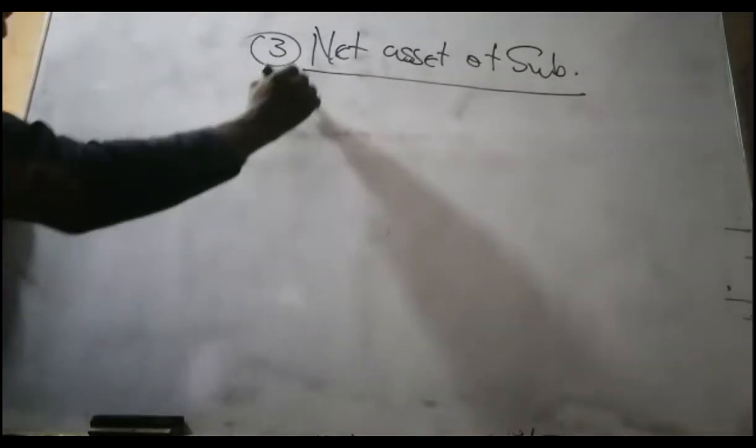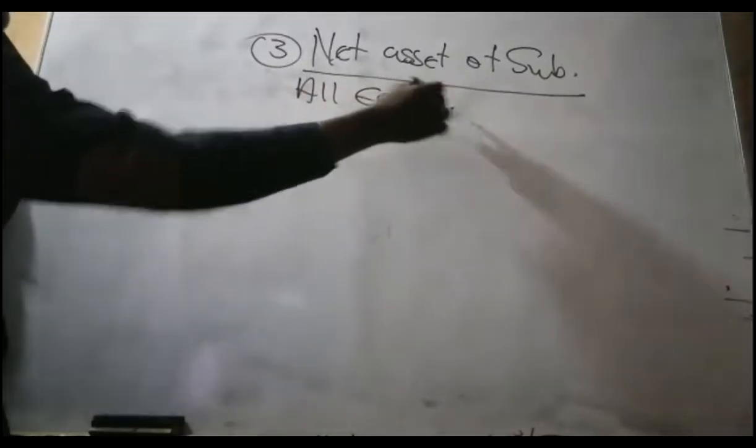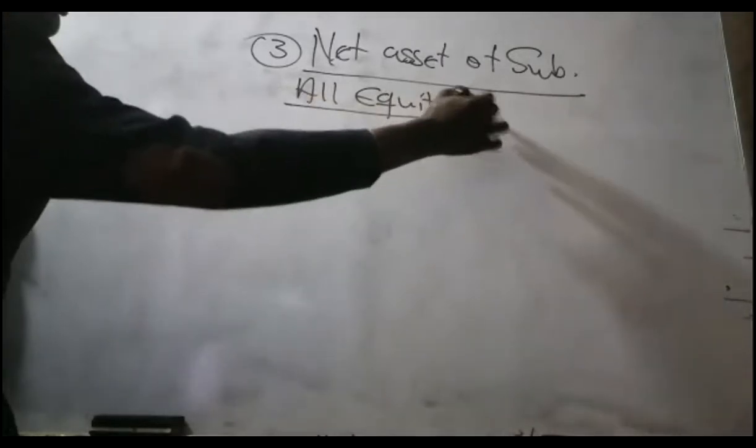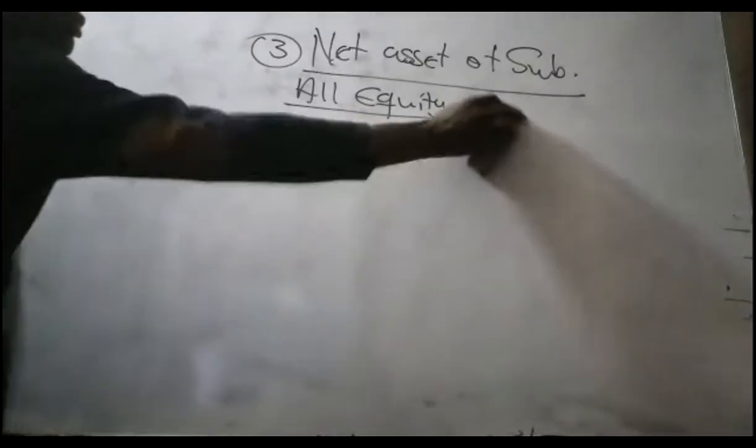Okay, so here we're going to look at the net assets of the subsidiary. Here, we are going to consider all equity items. So go to the financial position and bring all equity items to form the net asset of the subsidiary. All the equity items. All of them.